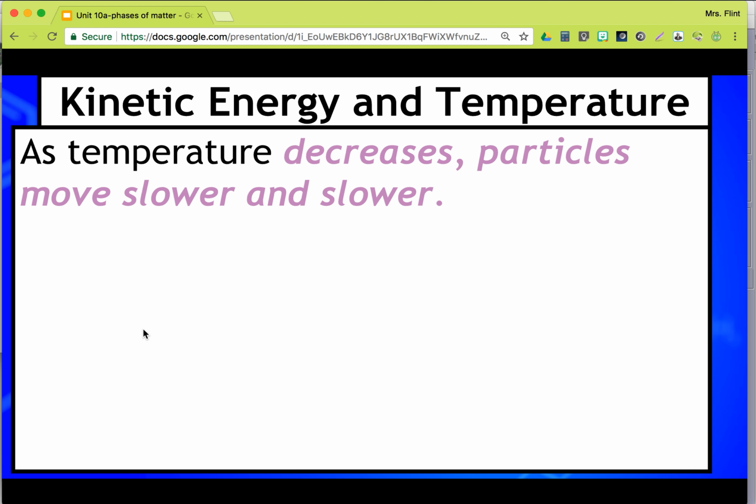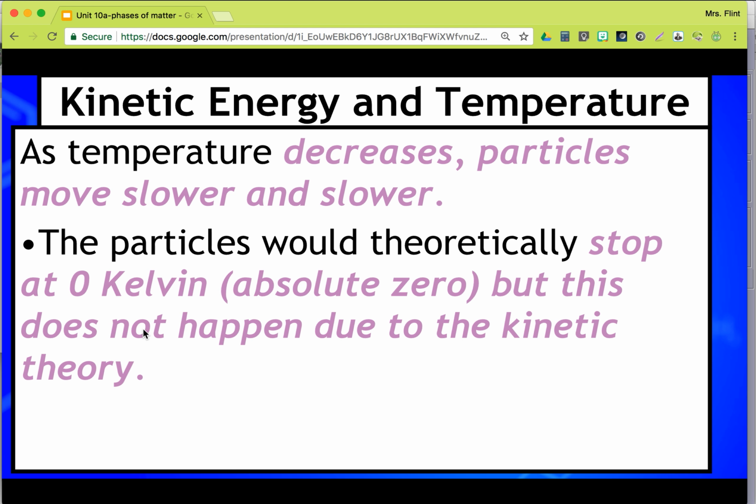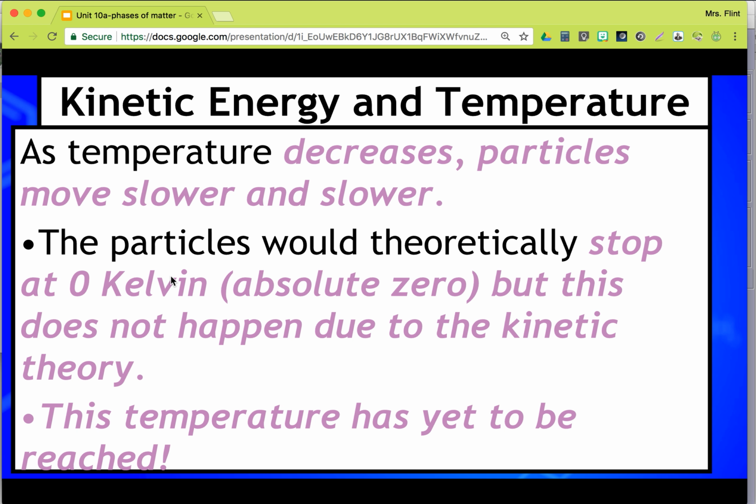As temperature decreases, we saw particles move slower and slower. The particles would theoretically stop at 0 degrees Kelvin, which would be absolute zero. This does not happen due to the fact that we have a kinetic energy theory, and our temperature is related to an average speed of particles. We're always going to have some that are moving a little faster than the average speed. The temperature absolute zero has not yet been reached.